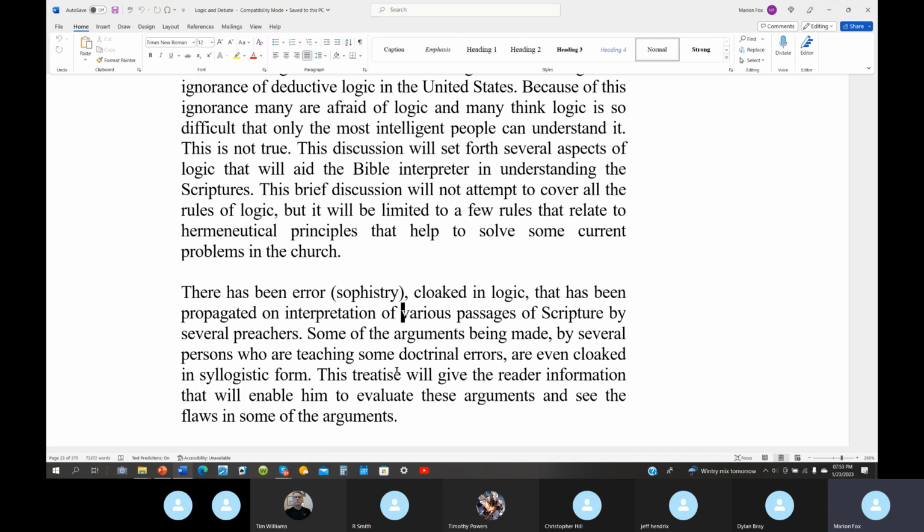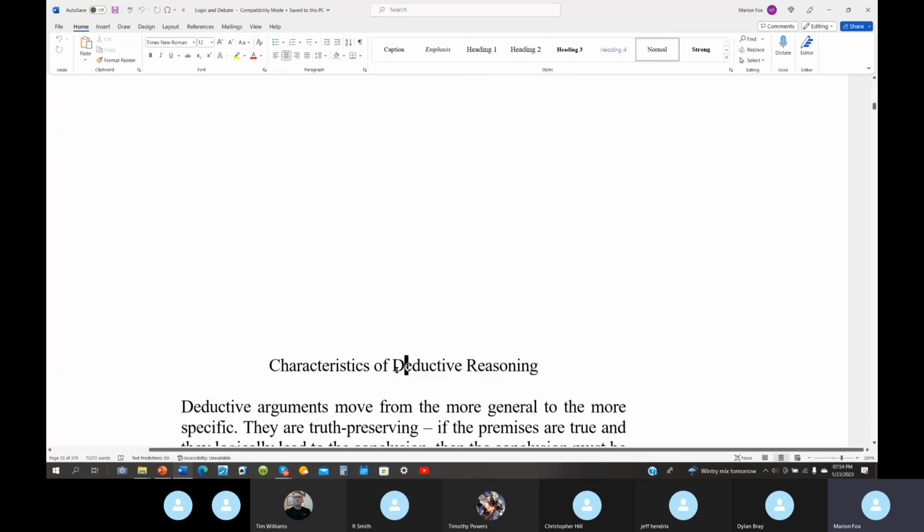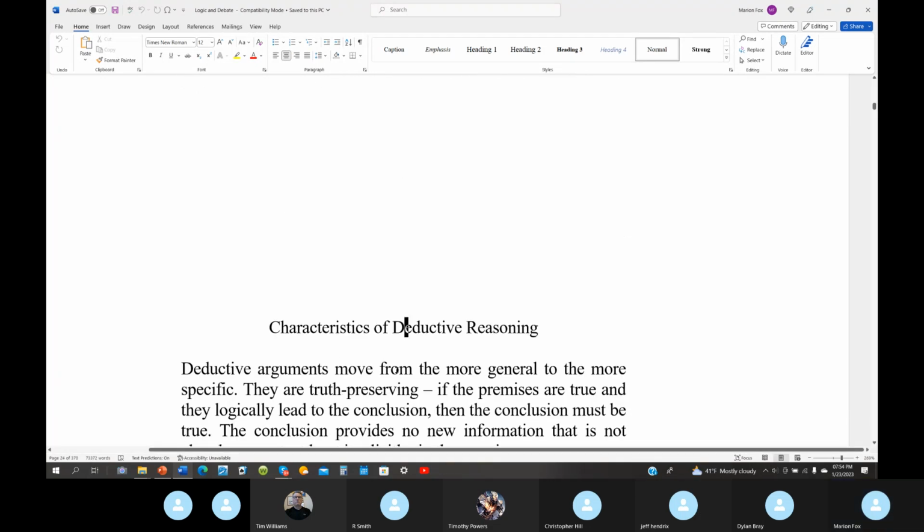There's been error cloaked in logic and propagated in the interpretation of various passages. And so we're going to try to deal with those as well. Now, we're going to give some information that will help us to see what some of the unsound arguments are and what sound arguments are, so we recognize them.